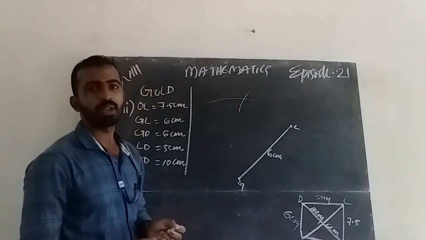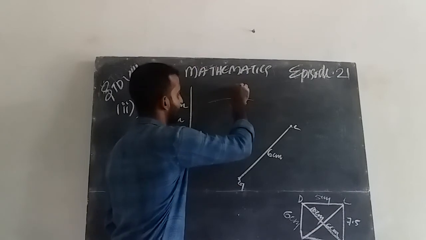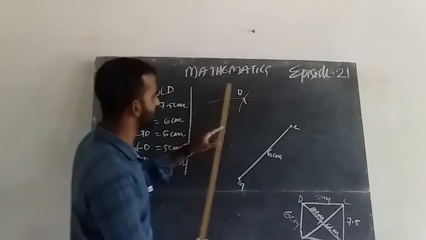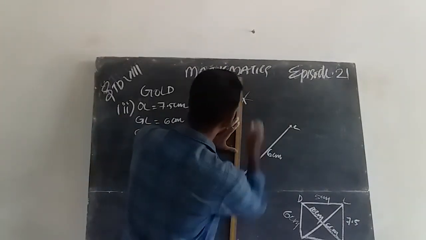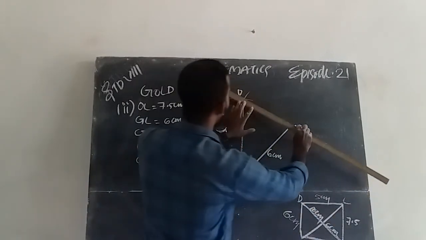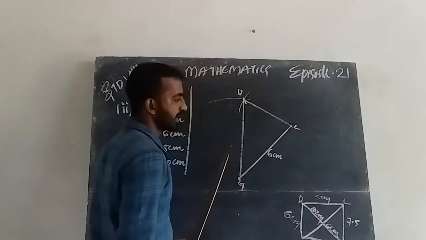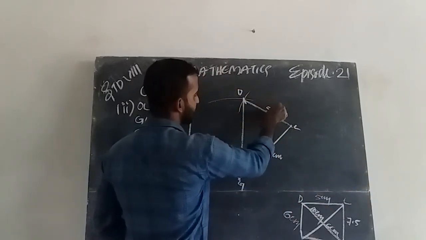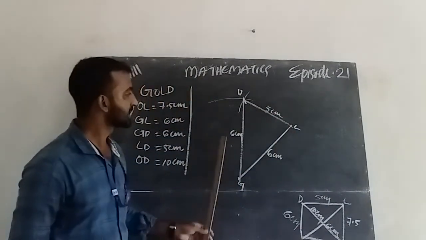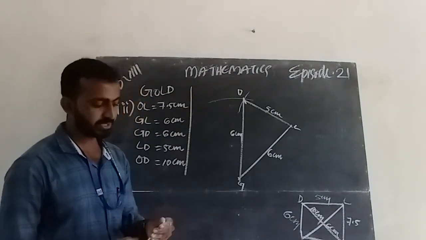Then the arcs are intersecting. That is, we get a point. That point is D. We join D and G. And also we join L and D. And denote the measurement lengths. This is 5 centimeter and this is 6 centimeter. And next we take 10 centimeters on our compass.